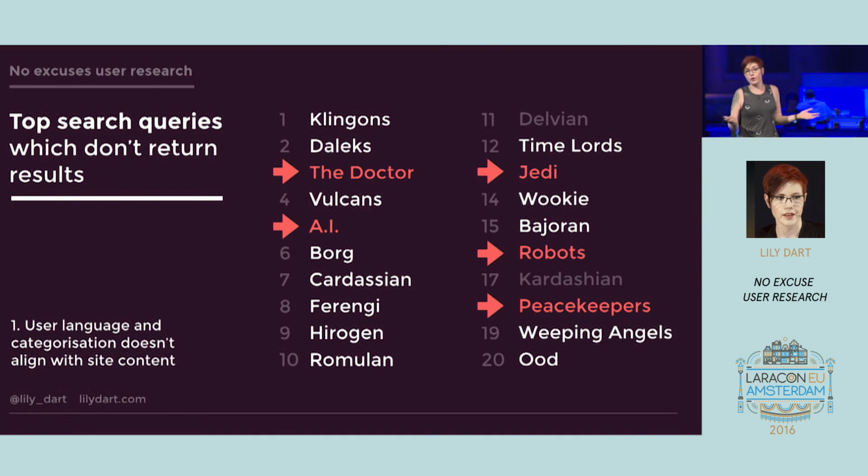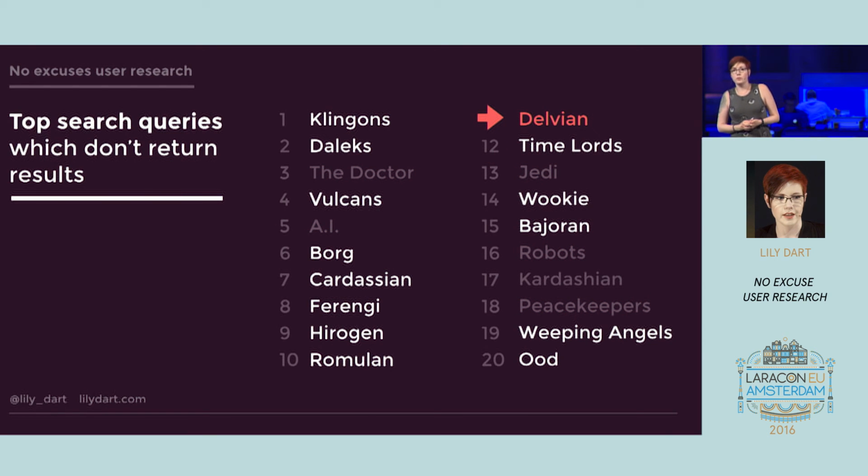So this very quickly gives us our first finding, right? User language and categorization doesn't align with some of the site content. Our users have a mental model that they should be able to type in the Doctor and get to Time Lords or information about the most prominent Time Lord, but that's not currently happening for them in the user interface.